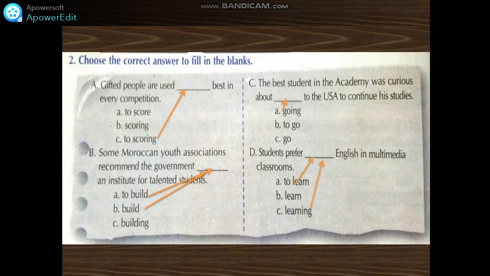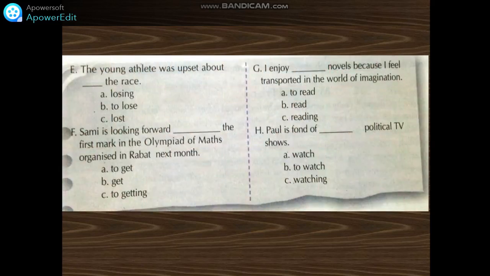Very good. So next step. So page number 15 again. We're going to continue this exercise. E. The young athlete was upset about the race. Which one is correct? Very good. Losing the race. Yes. Sammy is looking forward the first mark in the Olympiad of Maths organized in Rabat next month. So looking forward to getting.